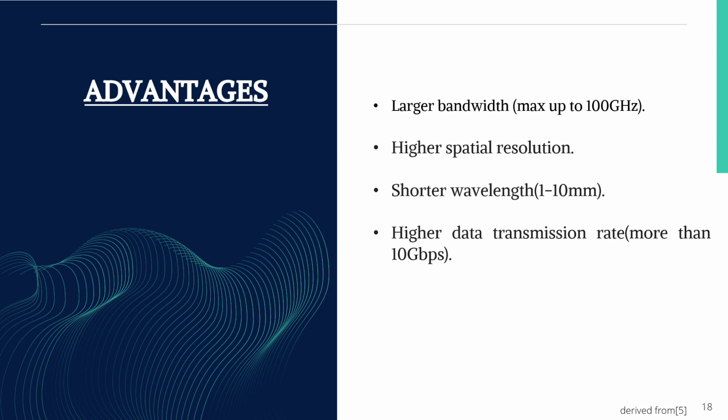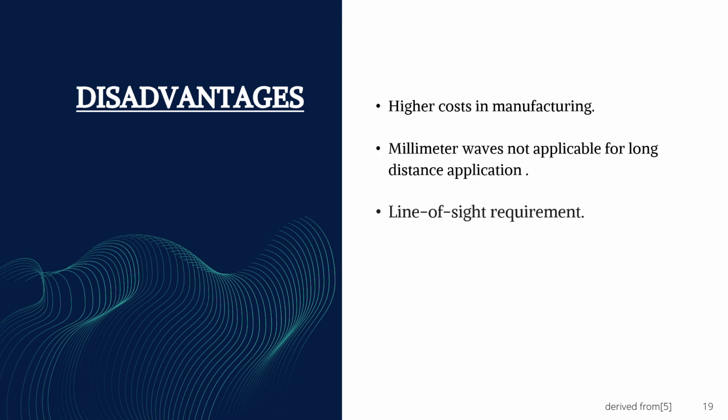Moving to the advantages, millimeter wave has some advantages like larger bandwidth. The bandwidth is up to a maximum of 100 gigahertz. Next one is higher spatial resolution. Next one is a shorter wavelength. The wavelength typically measures from 1 millimeter to 10 millimeters. And next one is higher data transmission rate. The data transmission rate is more than 10 gigabit per second.